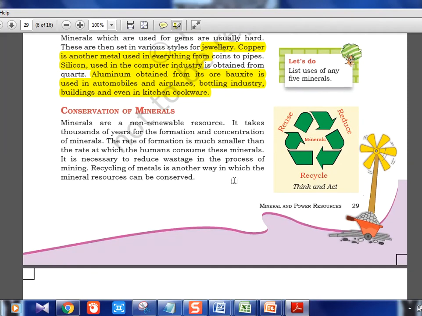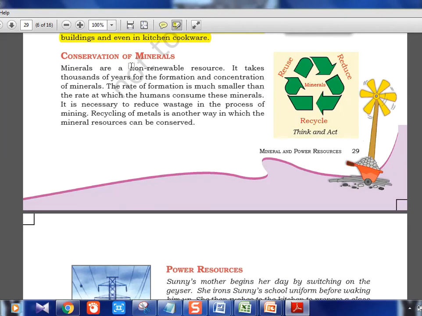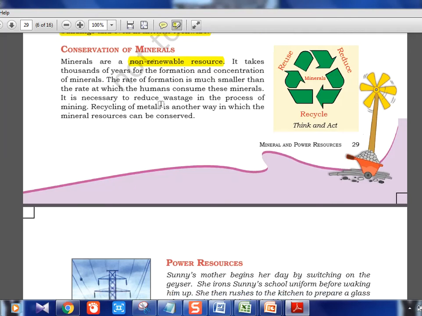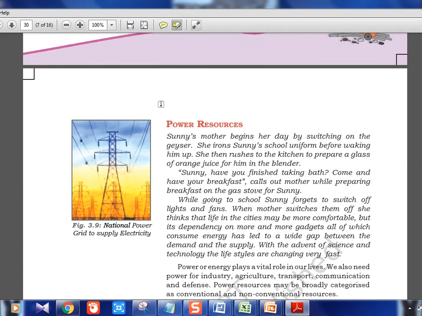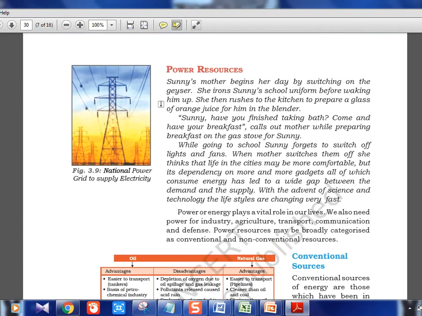This 3 R's, which is repeated in almost every environment related book: reuse, reduce, and recycle. This is the motto which they use for efficient use of minerals. Conservation of minerals. Non-renewable resource, we saw the definition in the last chapter. That is something which will get exhausted. It cannot be replenished. But anyway, it takes thousands of years. But humans are using it more than what is there.